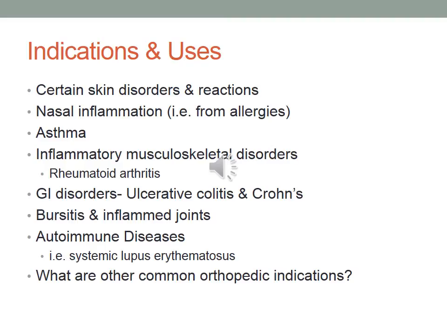For bursitis and inflamed joints, again, we had mentioned autoimmune diseases already. Another one of those would be lupus, where again it's another situation where the body's immune system is working on itself. And another discussion post question, which I want you to look in your reading for, is what are some other common orthopedic indications? Obviously, you're not going to prescribe a corticosteroid for every single orthopedic injury. So what are some of the more common orthopedic indications where you apply corticosteroids?